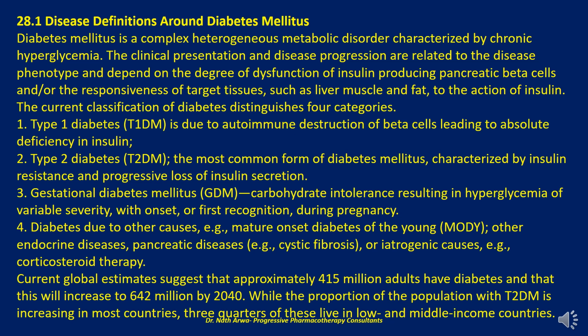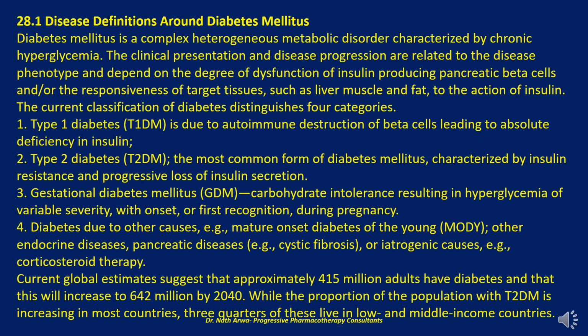1. Type 1 diabetes mellitus, abbreviated as T1DM, is due to autoimmune destruction of beta cells leading to absolute deficiency in insulin. 2. Type 2 diabetes mellitus, abbreviated as T2DM, the most common form of diabetes mellitus, characterized by insulin resistance and progressive loss of insulin secretion.